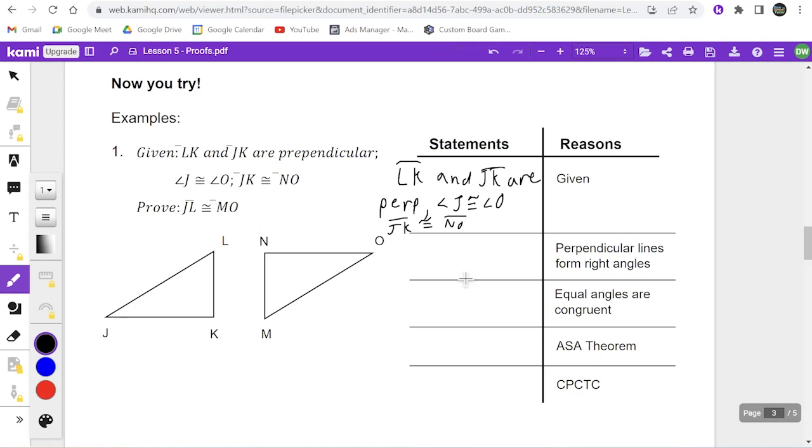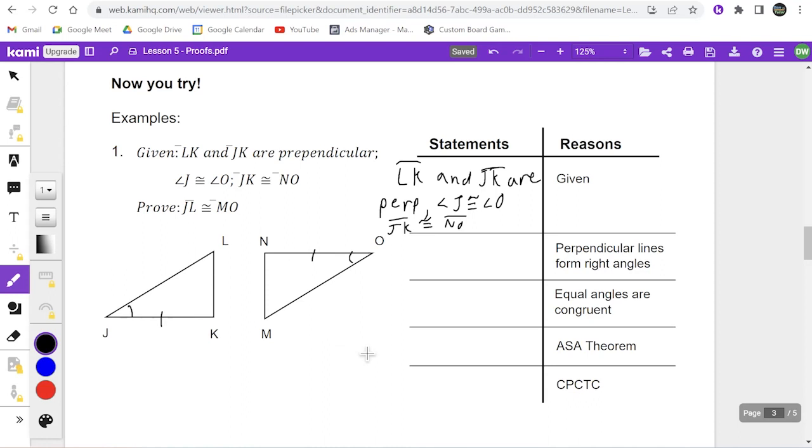My advice to you is after you write down the givens, let's actually show them on the graph. Like for instance, LK and JK are perpendicular. Well, I don't have to show that on the triangles. Angle J is congruent to angle O. I can show that by giving one tick mark on each. And then I can say JK is congruent to NO by putting one tick mark between JK and NO like that. So this is all the things I know.